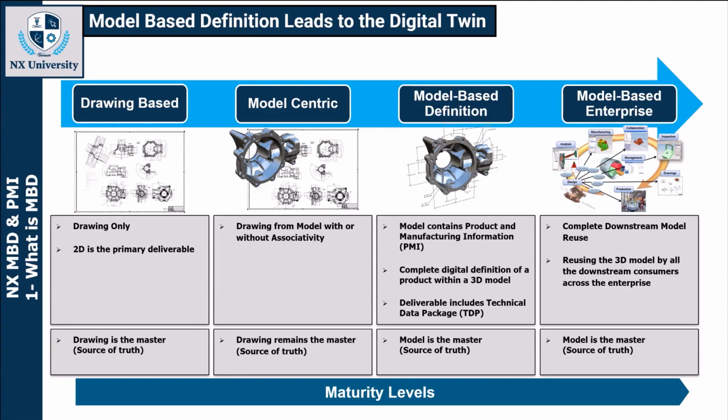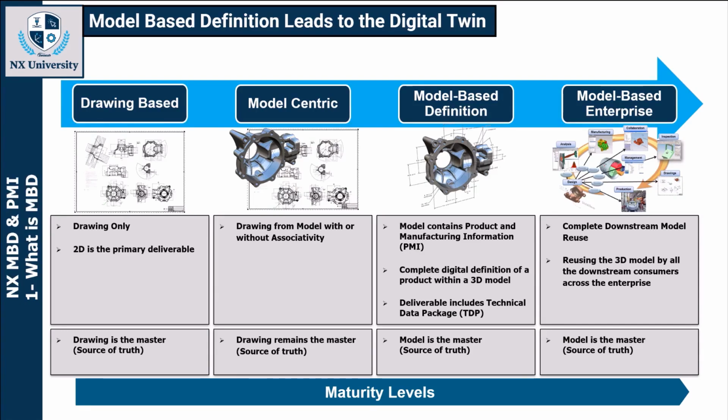So starting on the far left, you can see the traditional way that we used to create these products, creating a 2D drawing. We had a drawing-only based setup here. 2D is the primary deliverable, and therefore the drawing is the master. This is the source of truth. There's room for error there because somebody can go in and manually edit a dimension. Somebody could pick or create a dimension going to the wrong edge, and now you have the wrong information being communicated downstream to manufacturing for this part.